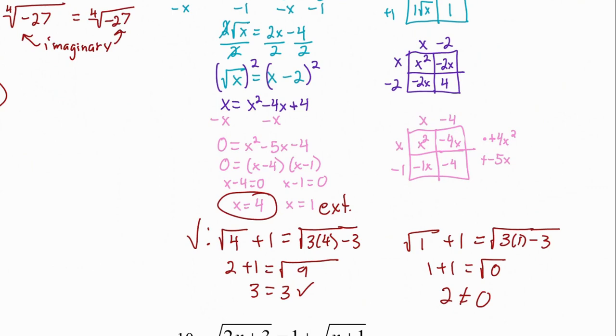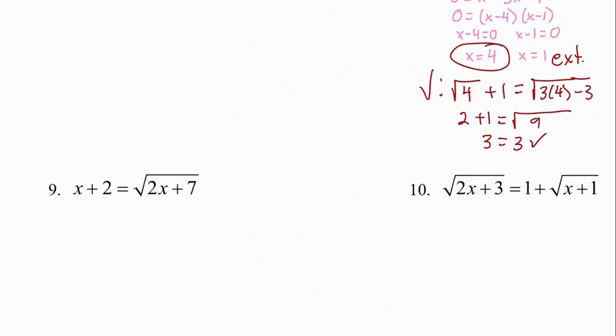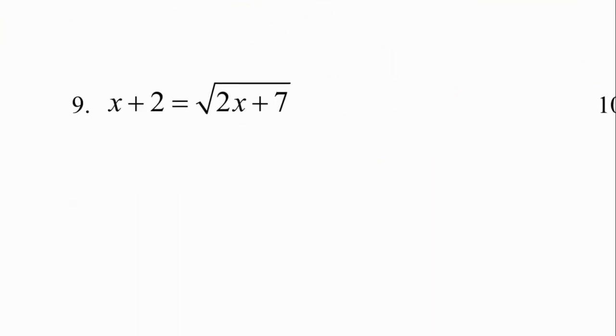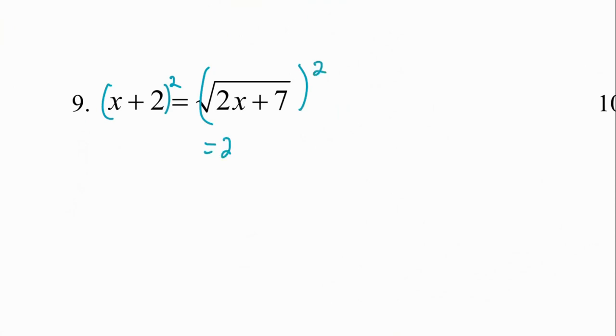Okay. So our only answer there is x equals 4. Okay, we got 2 more. So next one, again, we have that radical already isolated. So we're going to go ahead and square both sides. So on the right side, that's nice and pretty. We'll get 2x plus 7. But on the left side, we are going to have to do the box.